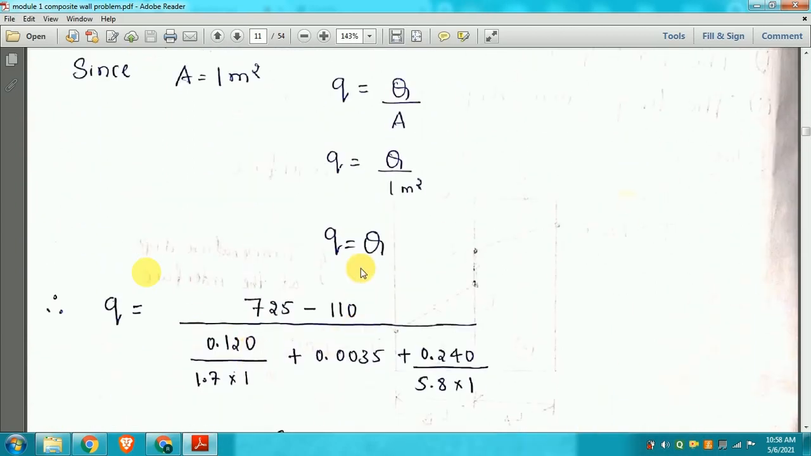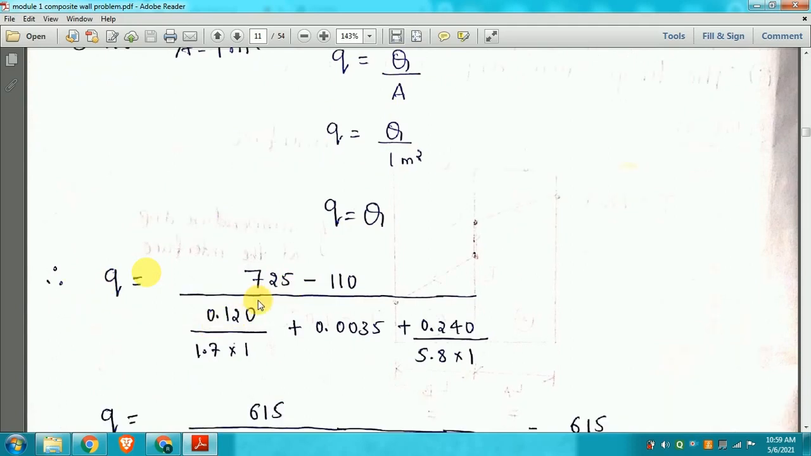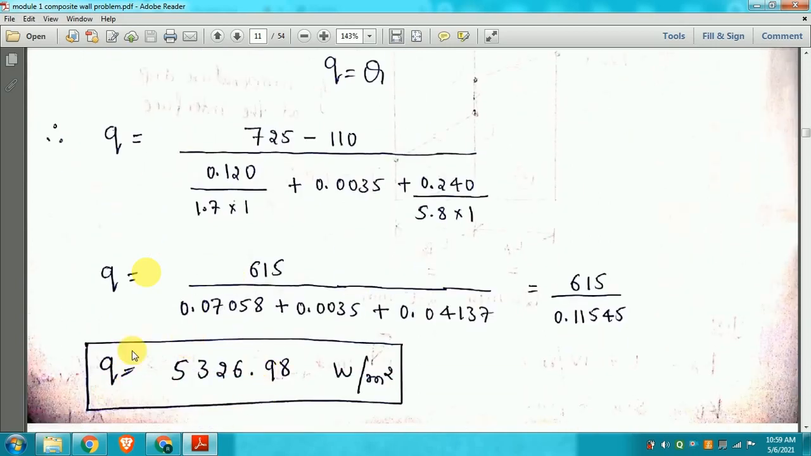So substituting and considering this, heat flux is equal to heat transfer rate divided by area. We come to know that Q is equal to 725 minus 110 upon these values. So you can find out the heat flux to be so much, or heat transfer rate per meter square area, or heat flux. Next, we have to find out the temperature drop, T2 minus T3.